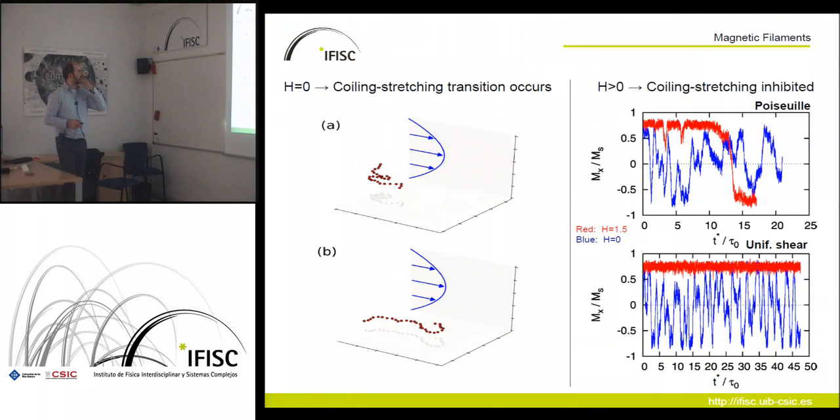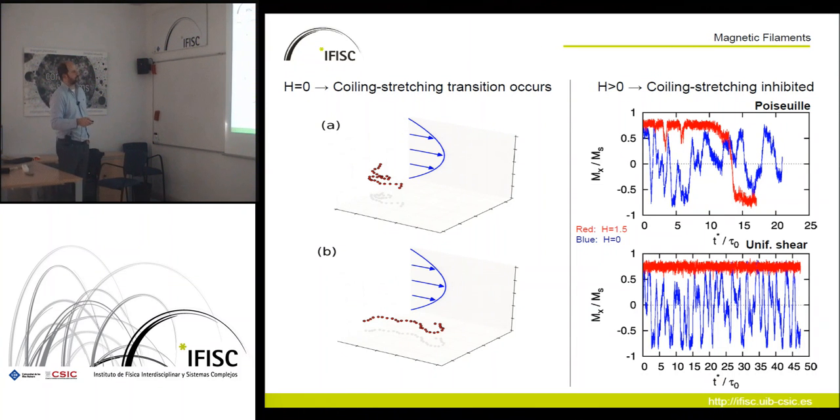what happens is that, for instance, at zero field, we see that there is what we call a coil-stretching transition. So due to the difference in velocity in both profiles, we observe that the chain first stretches and then coils back. And this is a process that goes over the whole length of the simulation. A way to characterize this coil stretching is through the magnetization of the chain along the x axis, that is the direction of the flow, and we normalize it by the saturation magnetization, so the maximum magnetization the chain can have.